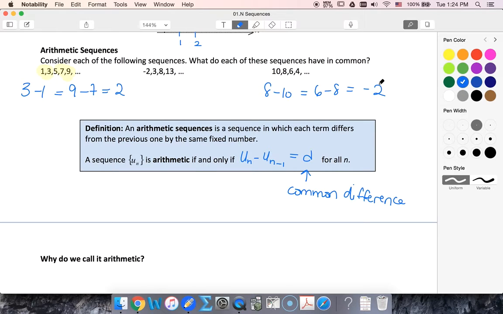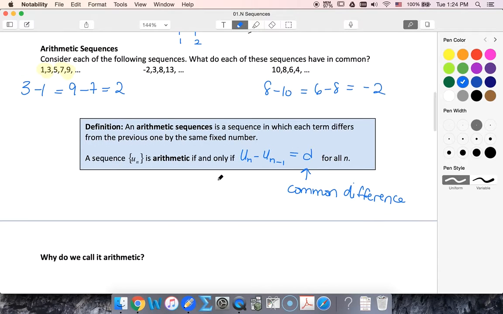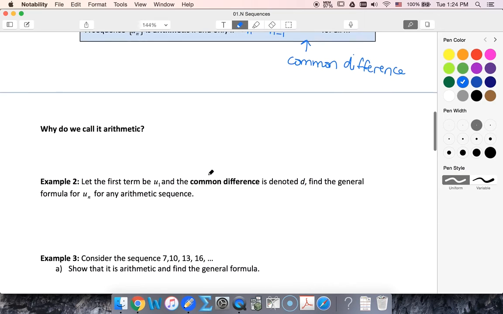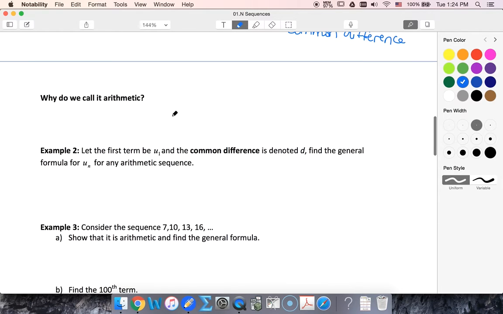So the common difference doesn't have to be positive. It could also be negative. It doesn't have to be an integer. It could be a rational number as well. The reason that we call it arithmetic, well, let's go back to thinking of an arithmetic mean.